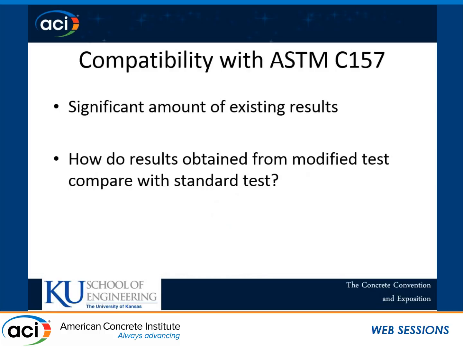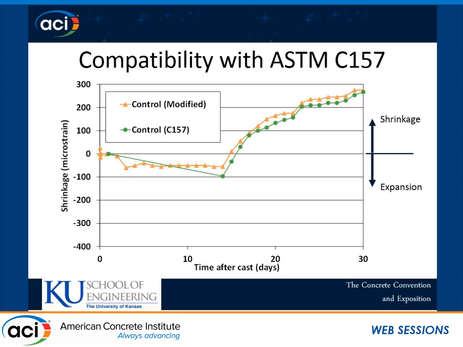The second question we had was, how comparable are our results with ASTM C157? Because we have hundreds of mixtures that were tested using the standard test, we want to know if we can compare the results directly, or if not, what kind of conversion we need. Now here we can see that the test results obtained using the standard test agreed really well with the modified test method on the control mixture. This is also true for most of the ordinary mixtures, and that is why the standard test method has been a reliable test for decades, and it is still a valid test for ordinary mixtures.